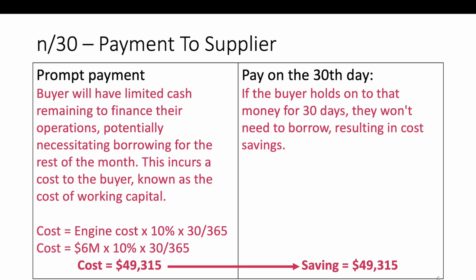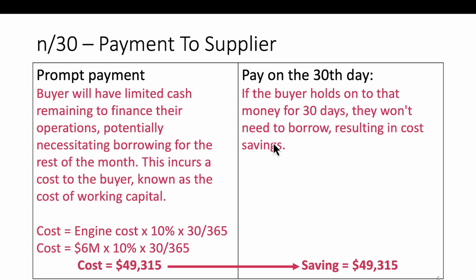And how much money will they borrow? The cost is equal to engine cost, and we know engine cost was $6 million, and then 10%. That's the cost of working capital. Because this 10% is on an annual basis, we divide by 365 and we want to calculate it for 30 days. So $6 million multiplied by 10% cost of working capital multiplied by 30 days and divided by 365, and that becomes $49,315. So if a buyer makes an immediate payment to the supplier, they would need this much money for the rest of the month to run their operations.